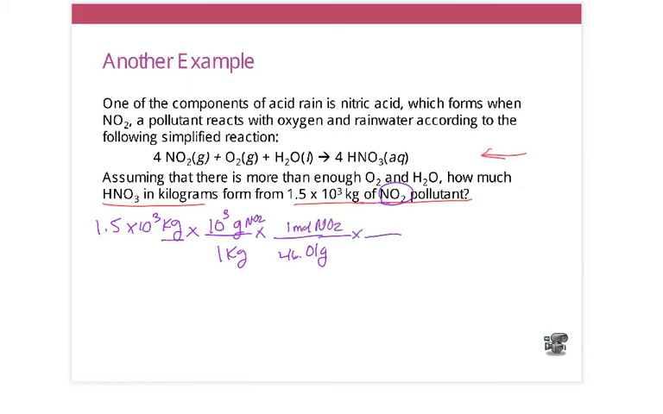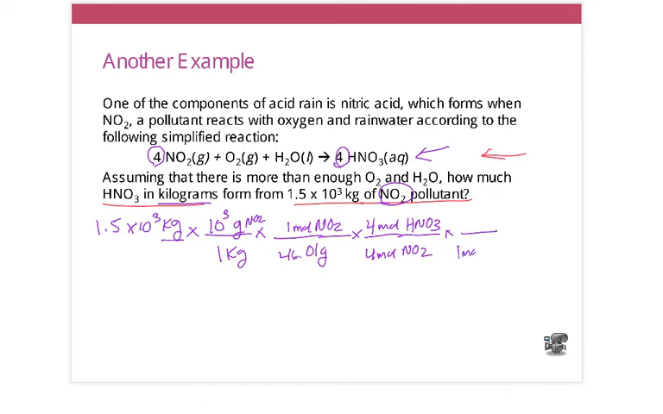Okay, now we can use our balanced chemical equation to relate the moles of nitrogen dioxide to the moles of nitric acid produced. So we know there's 4 moles of NO2, not 4 grams of NO2, 4 moles of NO2 to make 4 moles of nitric acid. Great. But we can't stop there because we wanted our answer in kilograms. So let's go ahead and use our formula mass.